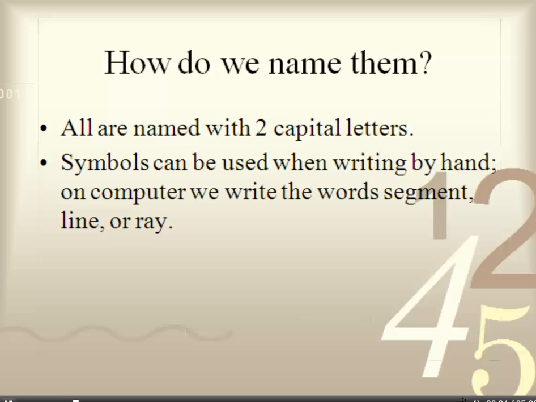You're often going to be asked to identify or name segments, rays, or lines. When we do this, we're going to use 2 capital letters for each of them. If we were writing this out by hand, we could use different symbols. However, when we type them on the computer, we're going to have to write the word in front to indicate if it's a segment, ray, or line.